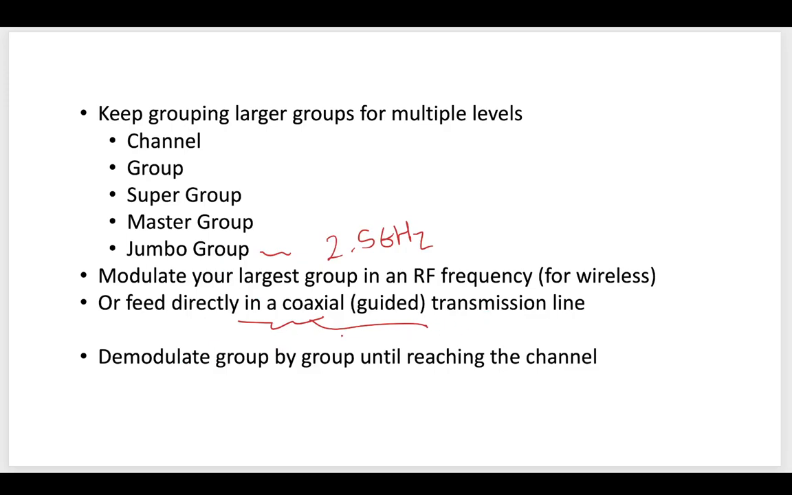You aren't using wireless. You demodulate group by group. So to get back to your channel, first you demodulate the jumbo group, and you'll get 5 of those master groups. Demodulate that super group, and demodulate that, and then finally you have something where you can demodulate based on whatever channel you're interested in. So this is the idea of frequency division multiplexing.